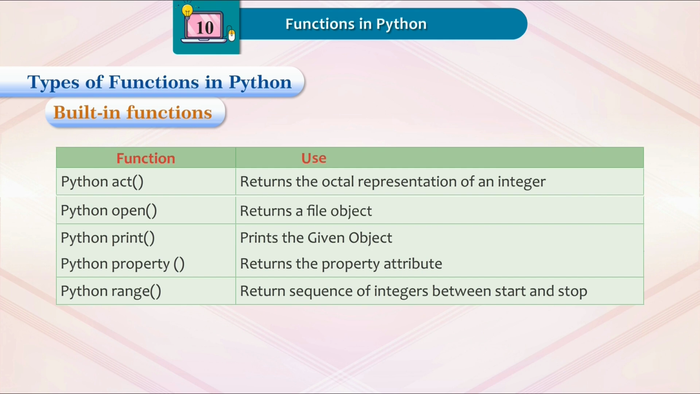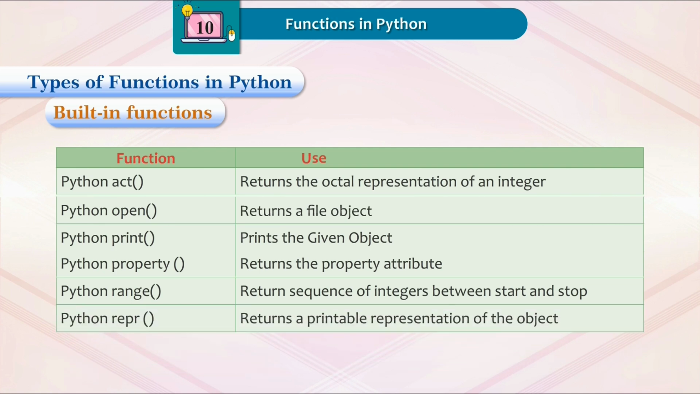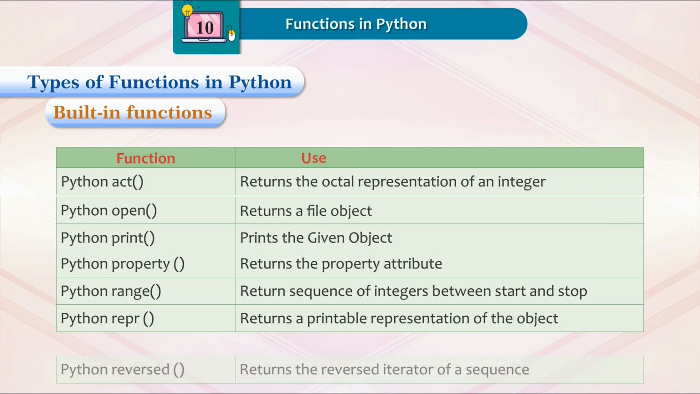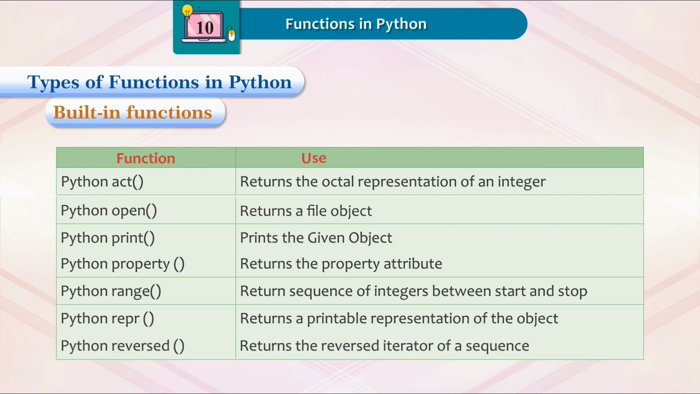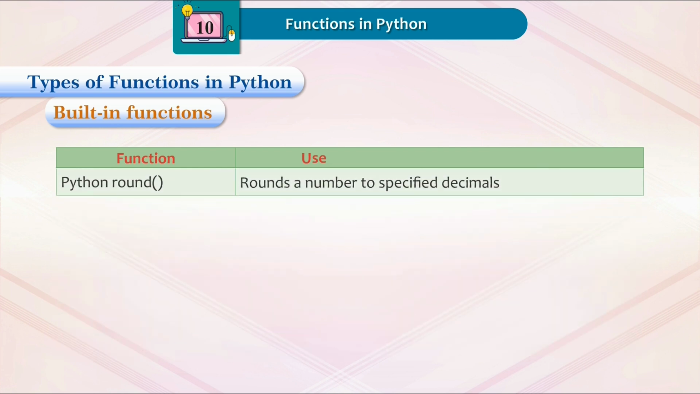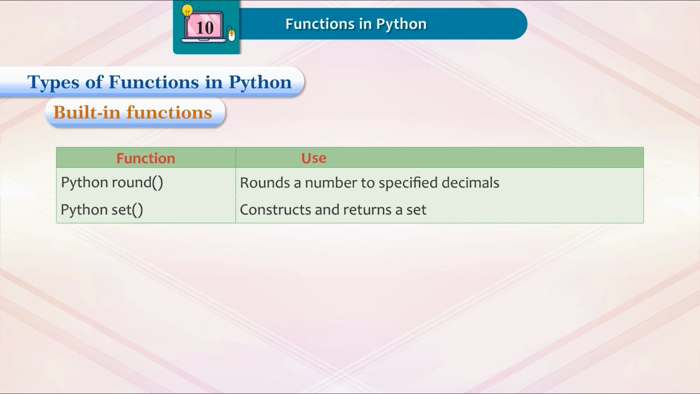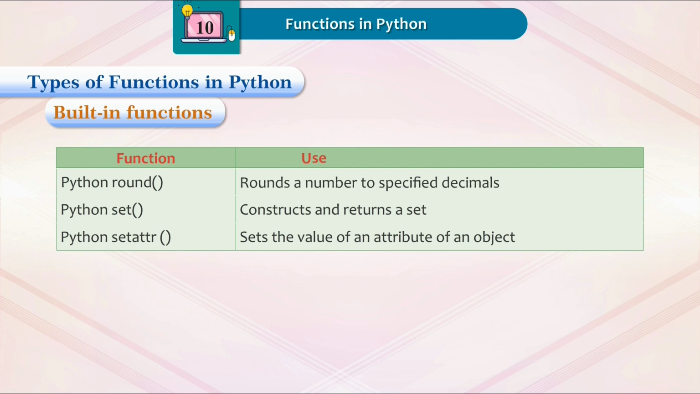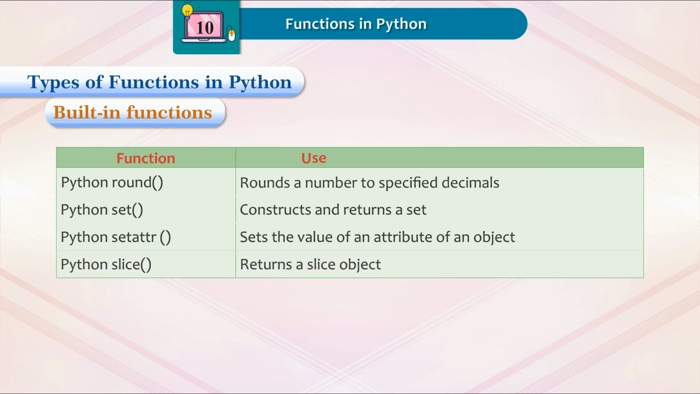Python range returns sequence of integers between start and stop. Python repr returns a printable representation of the object. Python reversed returns the reversed iterator of a sequence. Python round rounds a number to specified decimals. Python set constructs and returns a set. Python setattr sets the value of an attribute of an object.